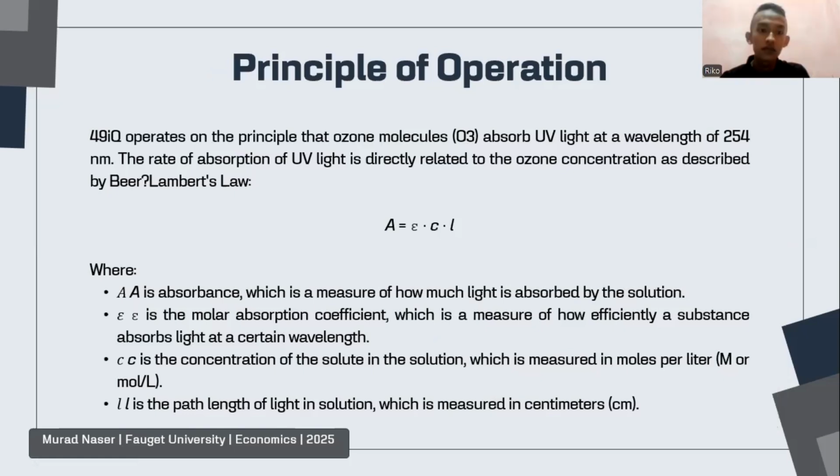The principle of operation: the 49i operates on the principle that ozone (O3) molecules absorb UV light at a wavelength of 254 nanometers. The rate of absorption of UV light is directly related to the ozone concentration, as described by the Beer-Lambert law, that is, I equals I0 e to the power of minus sigma L C.